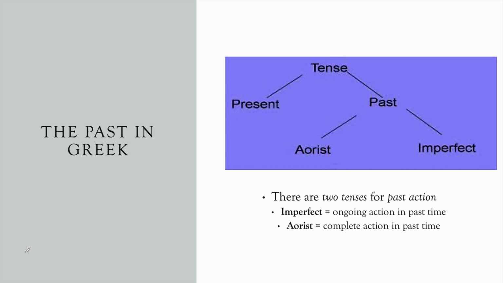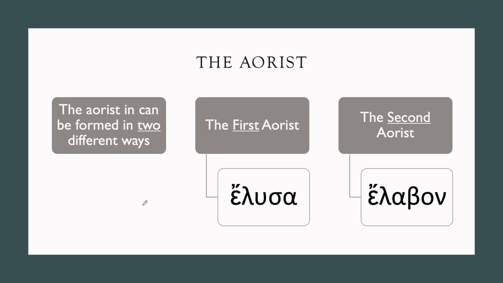The past tense in Greek is covered by two tenses. We've already learned about the imperfect. The imperfect tense depicts ongoing action in past time. Today we're learning about the aorist, which depicts complete action in past time. The aorist can be formed in two different ways.